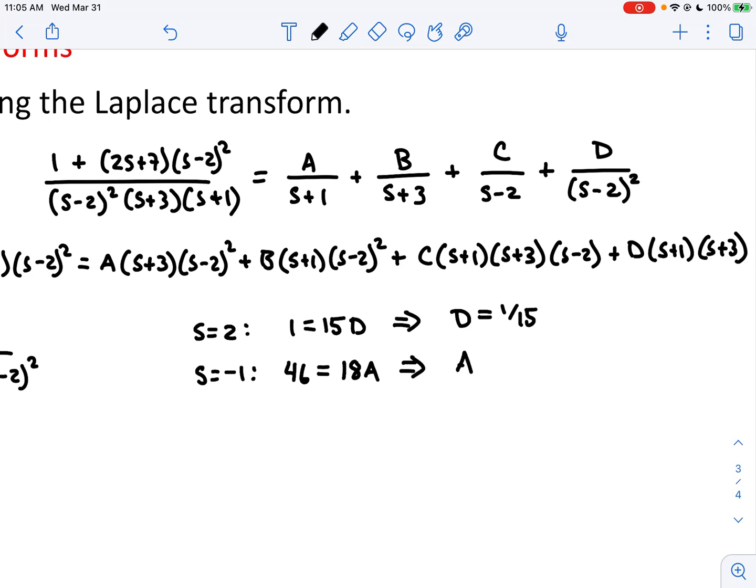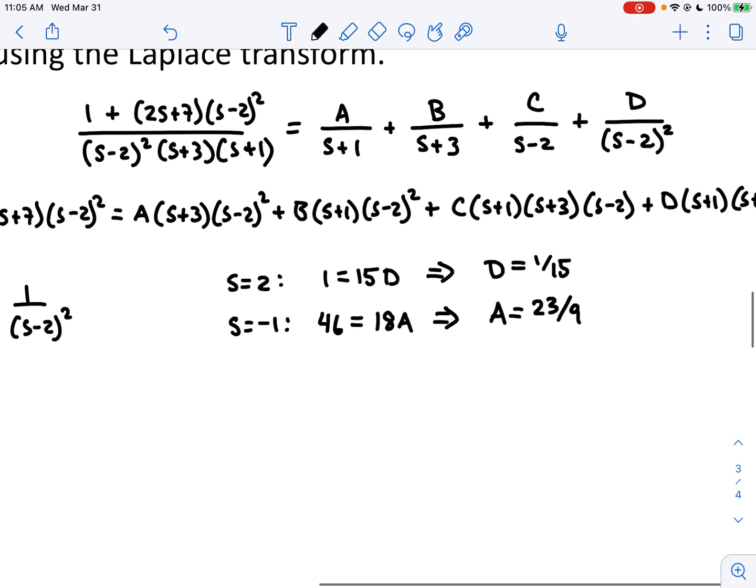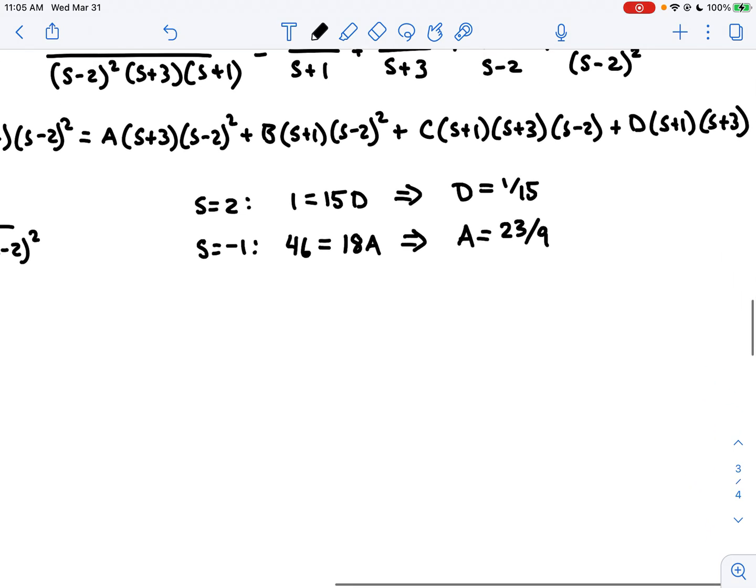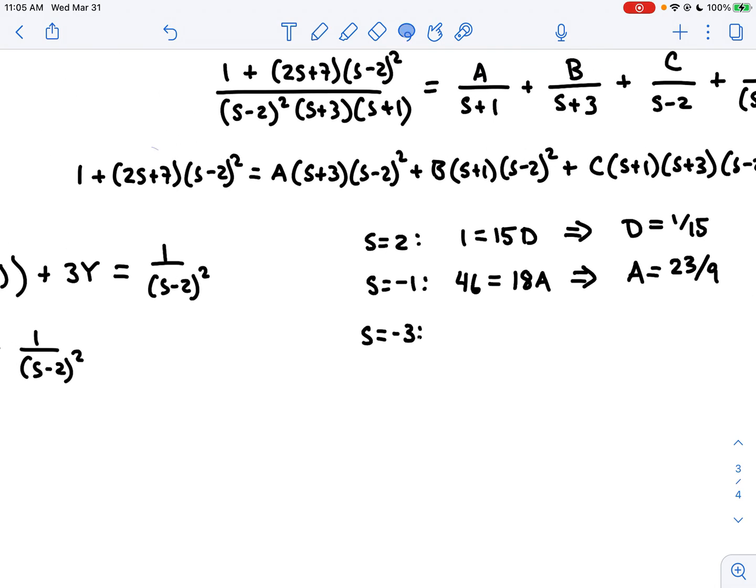And this allows me to solve for a. We get 46/18, which is 23/9. Okay, now let's do s equals -3. Let's see what magic happens. Plug in -3 over here. That's going to be a 1 right there. That's convenient. And -3 minus 2, -5 squared is 25, plus 1, so we get a 26 on the left side of the equation.